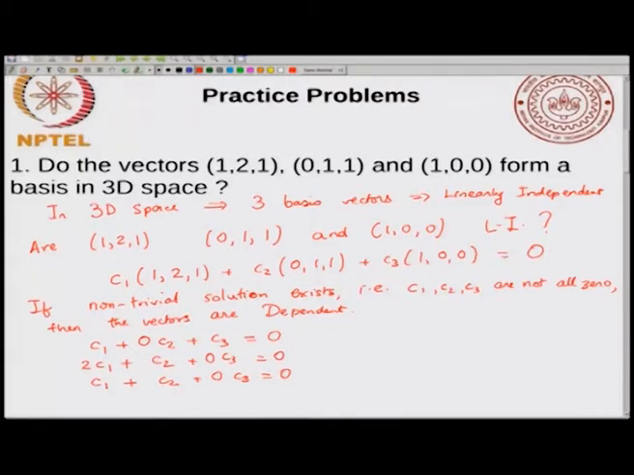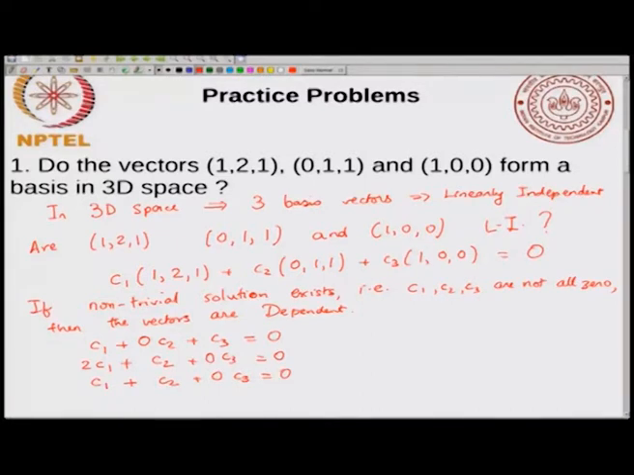So, you have 3 equations and 3 unknowns, and these are what are called homogeneous linear equations. So, what is the condition for there to be a non-trivial solution of these equations? If I set C1 equal to C2 equal to C3 equal to 0, I will automatically satisfy these equations. But is there a possibility of C1, C2, C3 not all 0? That is what we have to ask.